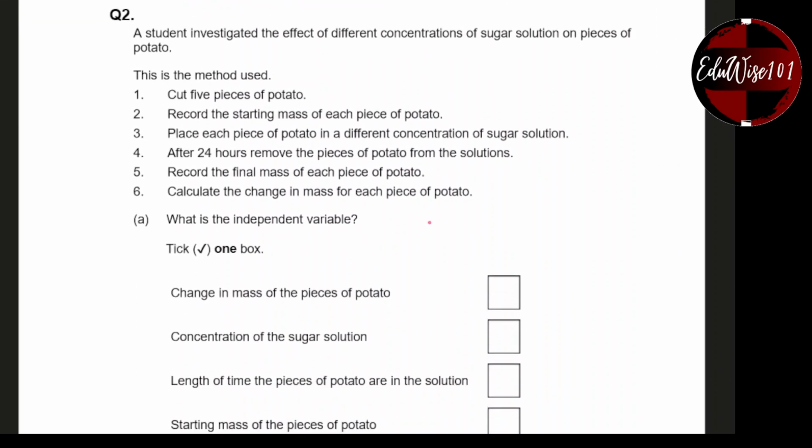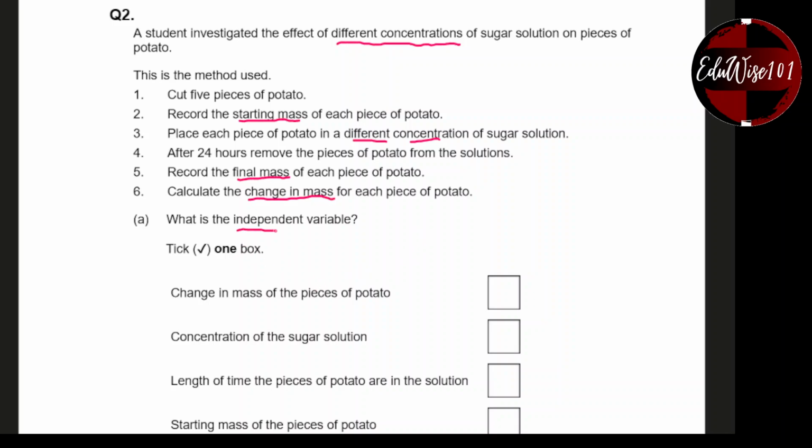Question number 2. A student investigated the effect of different concentrations of sugar solution on pieces of potato. This is the method used. Cut 5 pieces of potato. Record the starting mass of each piece of potato. Place each piece of potato in different concentrations of sugar solution. After 24 hours, remove the pieces of potato from the solutions. Record the final mass for each piece of potato. Calculate the change in mass for each piece of potato.